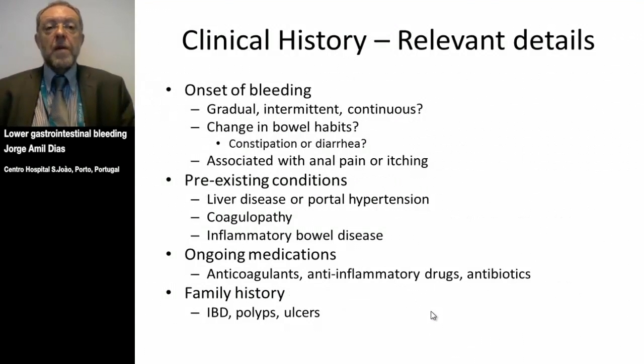Next, we pick up the history from the patient, and there are some hints that help us to make a correct diagnosis. We want to know how the bleeding started, whether it was gradual, intermittent, or whether it was continuous. Did the patient have a change in bowel habits, either constipation or diarrhea? This suggests that we're facing some chronic sort of lesion.